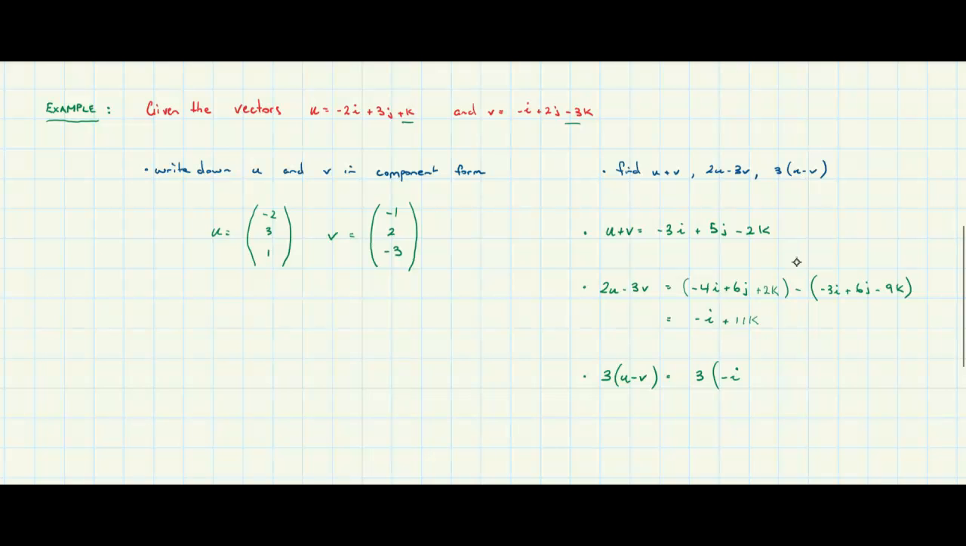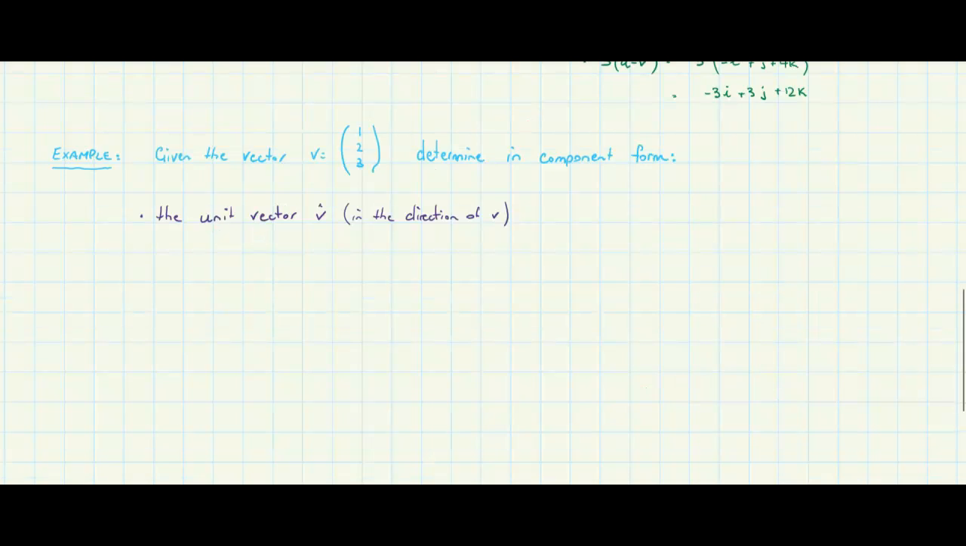3j minus 2j, so that's plus j, and it's k minus -3k, so that's plus 4k. And we run that, distribute that 3 through, and we get -3i plus 3j plus 12k.